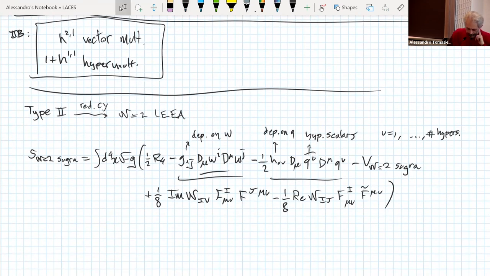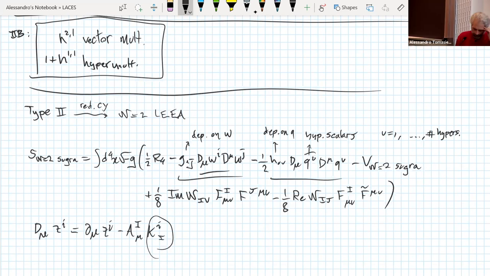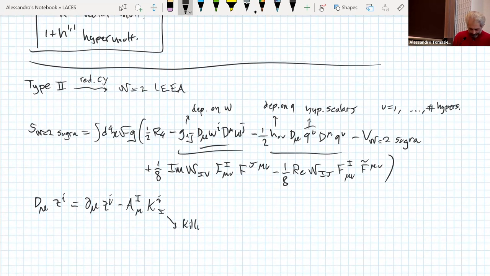Now, this D in general are covariant derivatives because it might be that some of the scalars are charged under some of the vectors. This would certainly be allowed for the most general action. This would be a Killing vector in field space. Informally, the presence of this term is called the gauging.